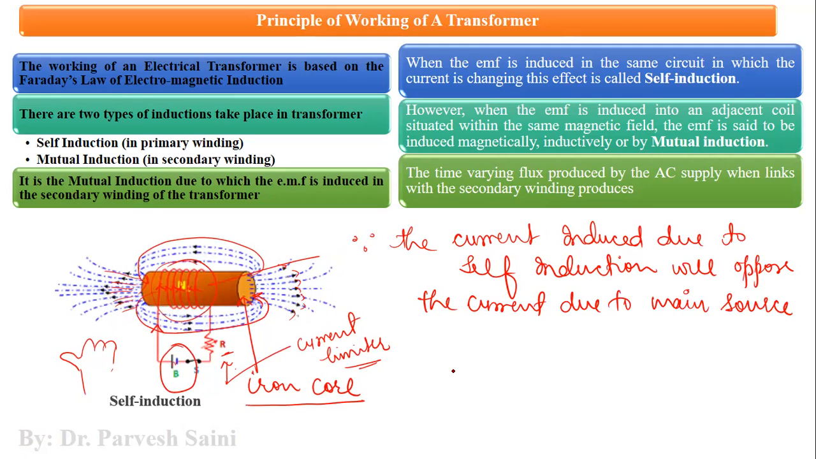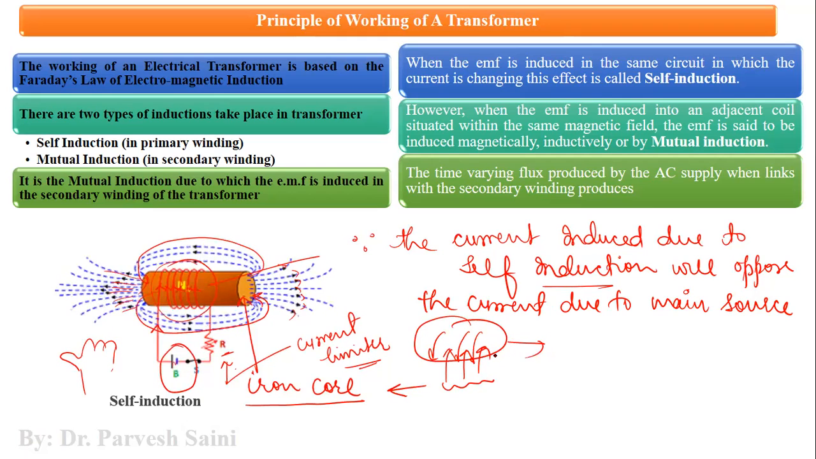Now, if the direction of the main current is this one, the direction of the induced current will oppose this and will be opposite. So the direction of flux because of the main current will be this one and the direction of flux because of the induced current will be this one. So that is why we have both the directions. So this is what self-induction is. We have a coil, the current belongs to that coil, the EMF is induced in that particular coil, and that EMF opposes the main EMF. So this is what self-induction is, right?